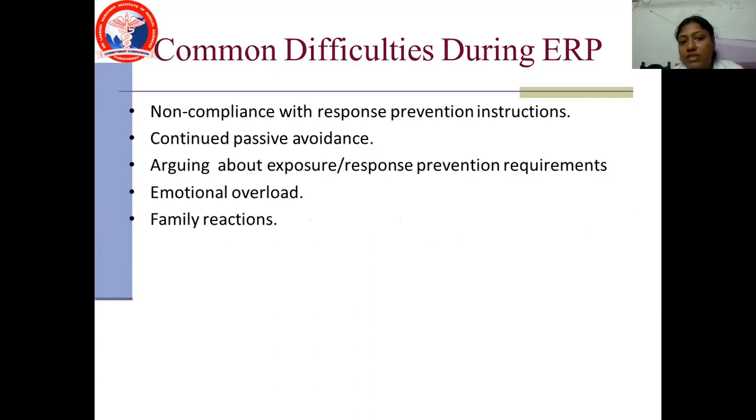The common difficulties during ERP: first and foremost, over 6 months we may not be able to catch hold of the patient, and there is continued passive avoidance. Active avoidance is a very good process in OCD behavior therapy, but they keep on doing passive avoidance, so they never get exposed to the stimulus. There is also arguing about ERP requirements, and emotional overload, like family reactions. Emotional overload is very common. There might be excessive anxiety and distress, and the patient may even go into depression because they are asked to do certain things.